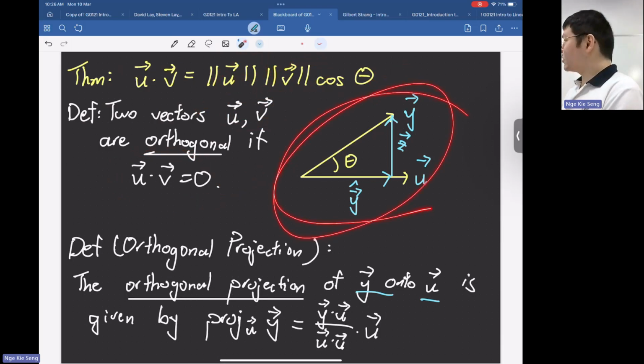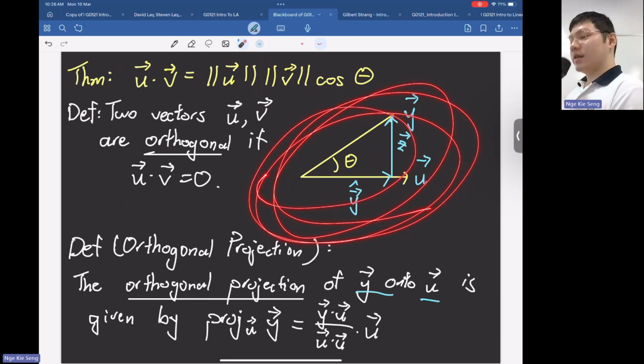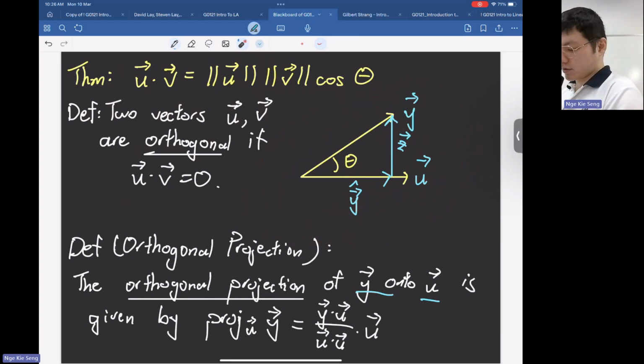So where is the orthogonality in this picture here? It is between z and y hat here. Okay, so that's why we call it an orthogonal projection.